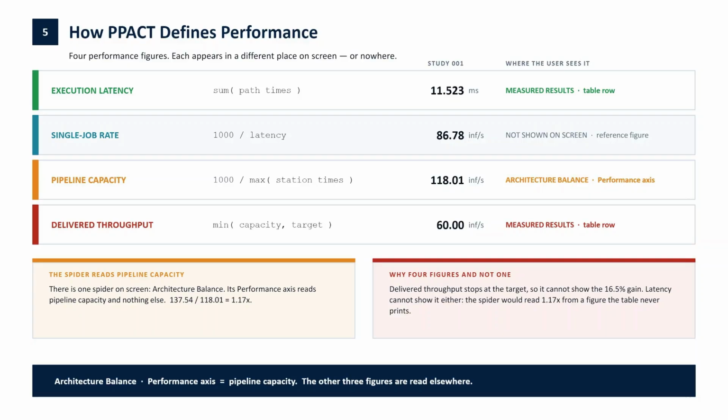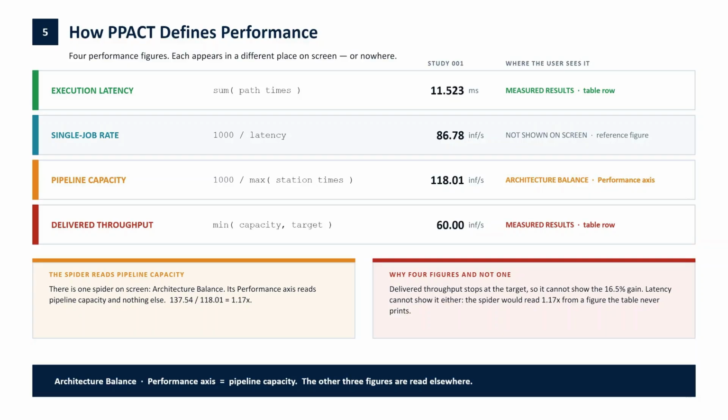Pipeline capacity is the inverse of the pipeline interval determined by the slowest station. It therefore represents how many jobs the system can sustain under a continuous workload. In Study 001, the starting point pipeline capacity is 118.01 inferences per second. Delivered throughput applies the actual application target to that capacity. In this study, it is 60.00 inferences per second.